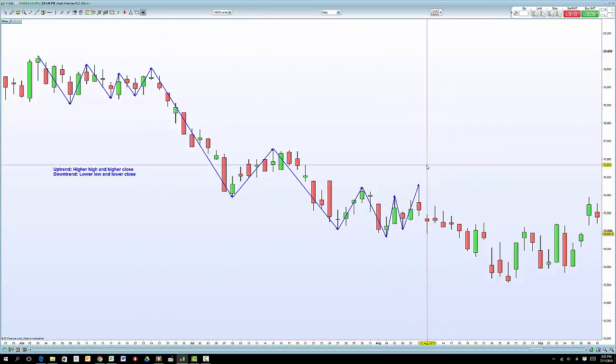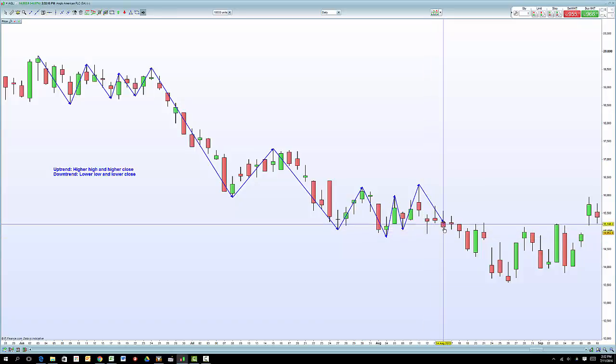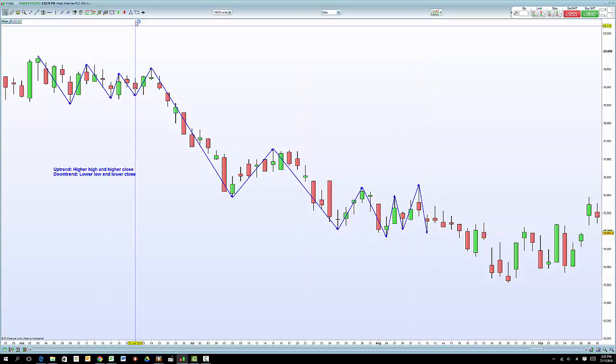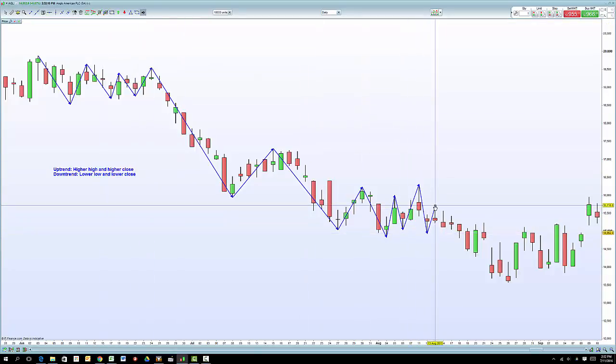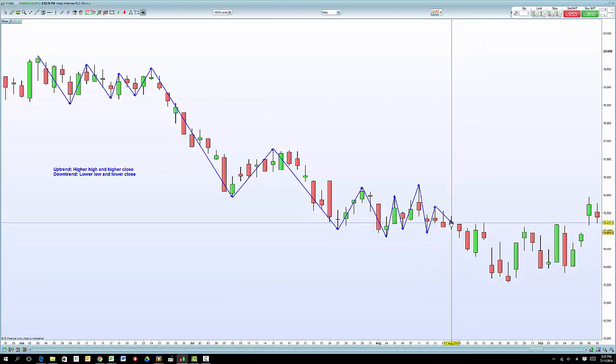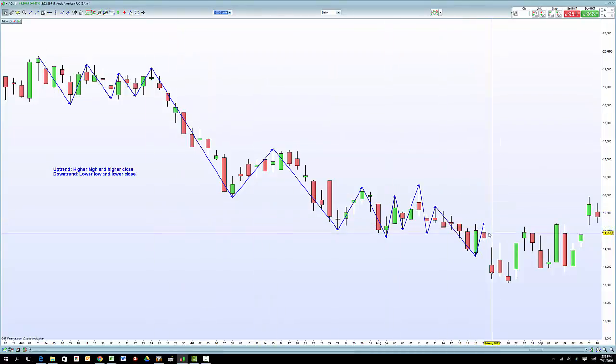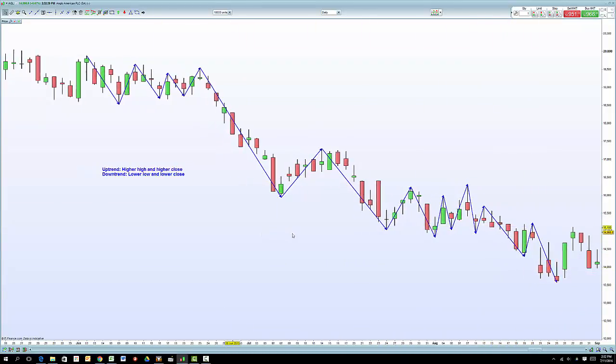And as you can see, we're not trying to interpret anything. We're not trying to make any assumptions about what the market is doing, which way the market is heading. We are simply drawing in, using those two very simple rules, the price structure. Higher highs, higher closes, lower lows, and lower closes. Okay, I think that's enough.